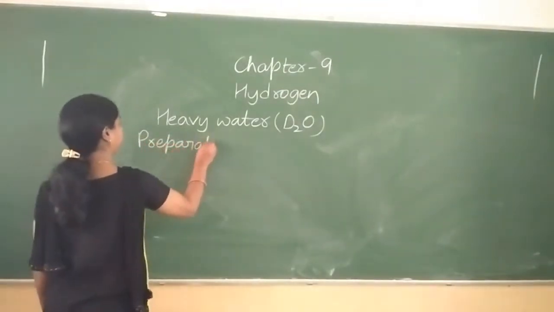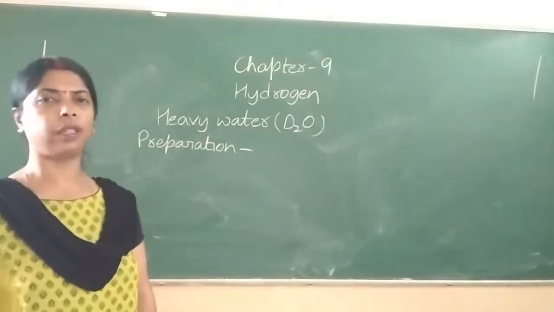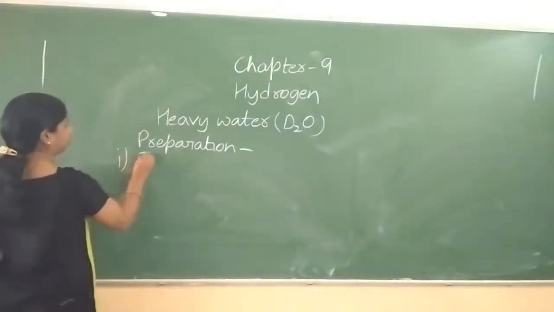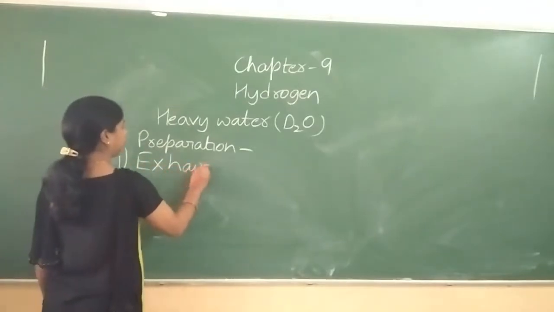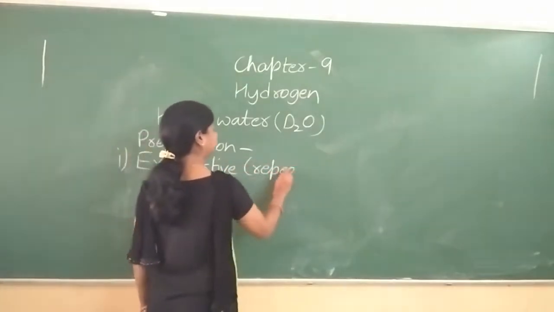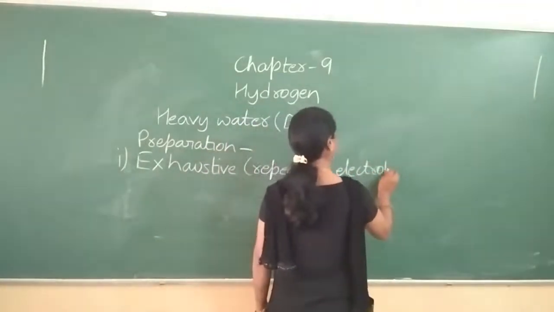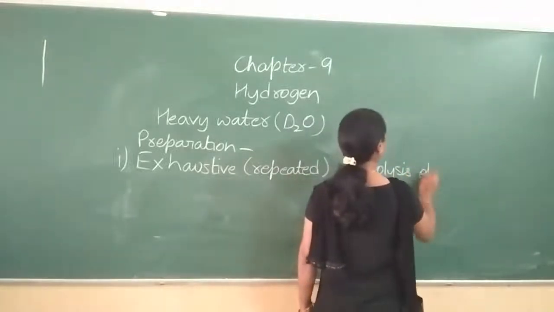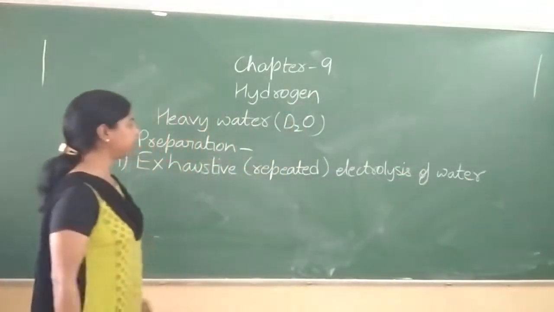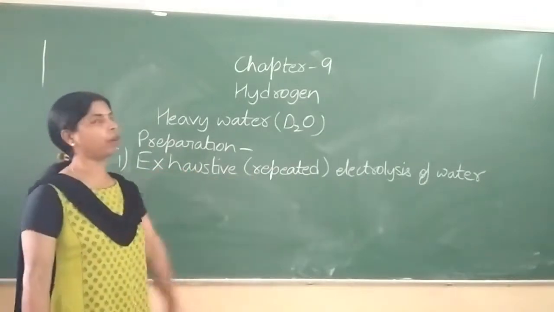Preparation of heavy water. How is heavy water prepared? There are two methods by which heavy water is prepared. The first method is exhaustive electrolysis. Exhaustive means repeated electrolysis of water. Heavy water is prepared by exhaustive, that is by continuous and prolonged electrolysis of water.